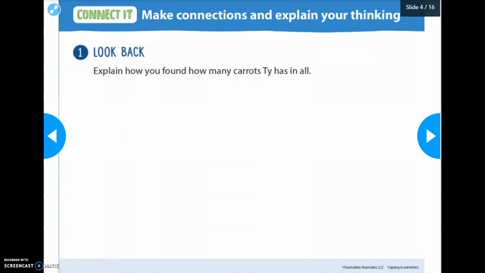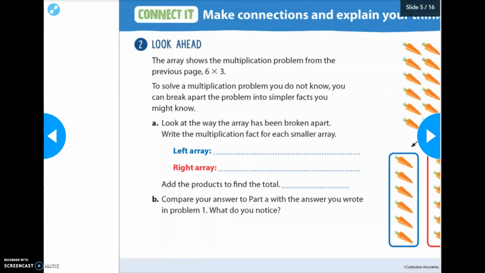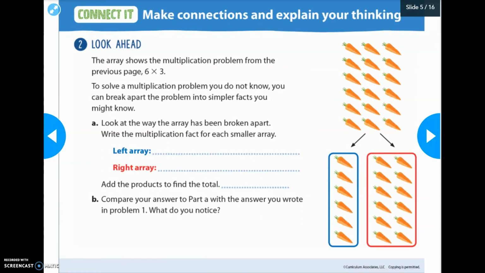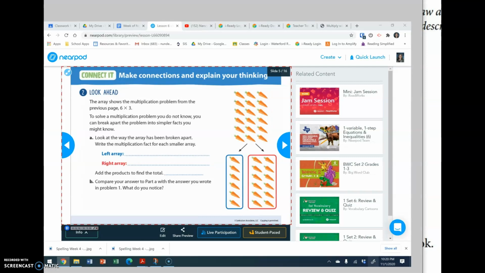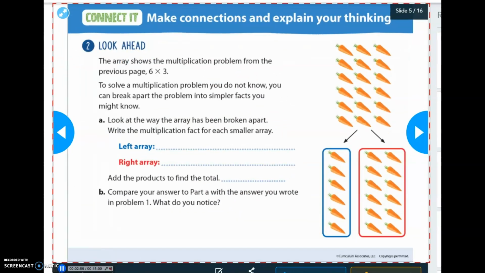So number 1 on the next page, it says, explain how you found how many carrots in all. So on this page, you're just going to tell me what you did. I drew a picture with groups and I added them together. I drew an array and counted it. Just tell me on number 1 what you did to solve the problem.